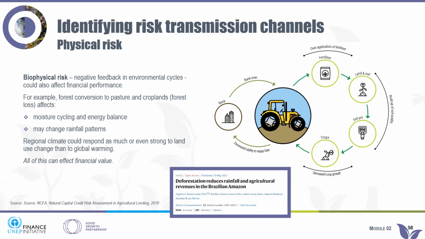It can also have effects on local weather and rainfall patterns, like in the Amazon, where a correlation between deforestation, reduced rainfall, and agricultural revenues has been demonstrated. Next slide, please.